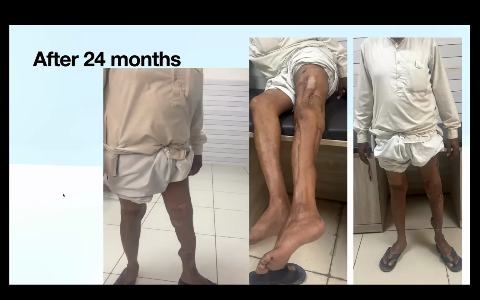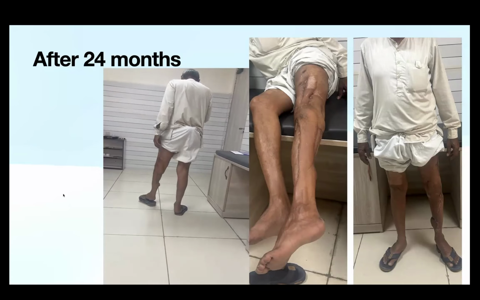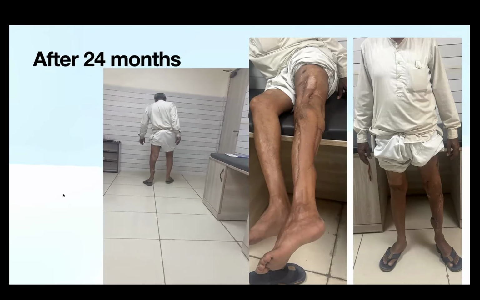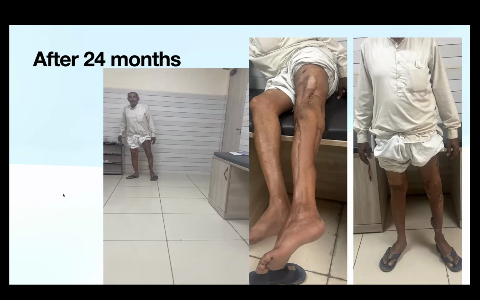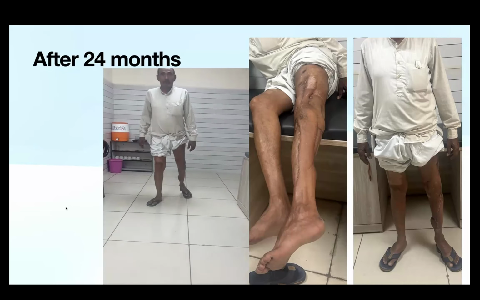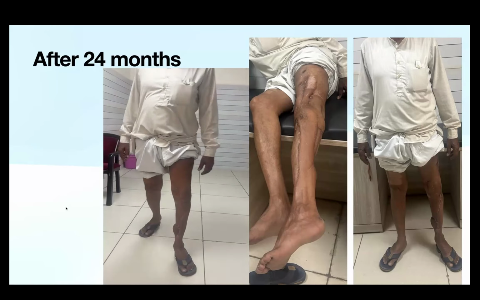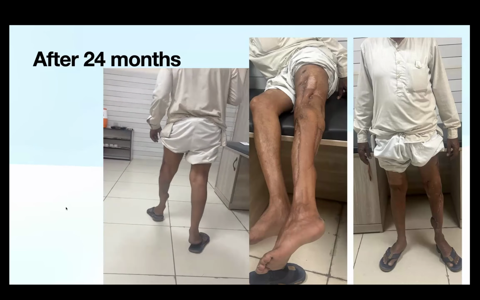Has he told you to correct his equinus also now, or no? No, sir, he is happy with this. He is happy with the equinus also. Ankle is also stiff, no? No, sir, the ankle is not stiff, but he has foot drop. Okay, that's why he has this footwear. A little bit shortened, but it is easy to clear his limb from the ground.